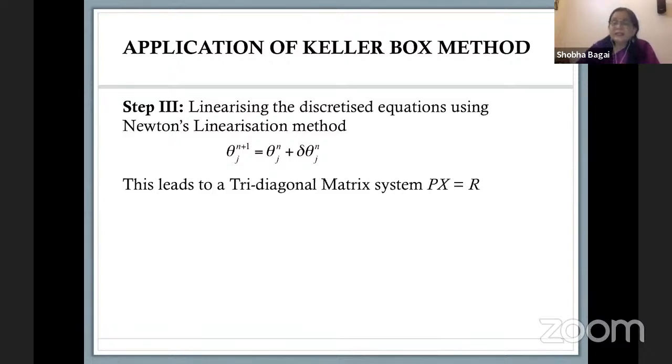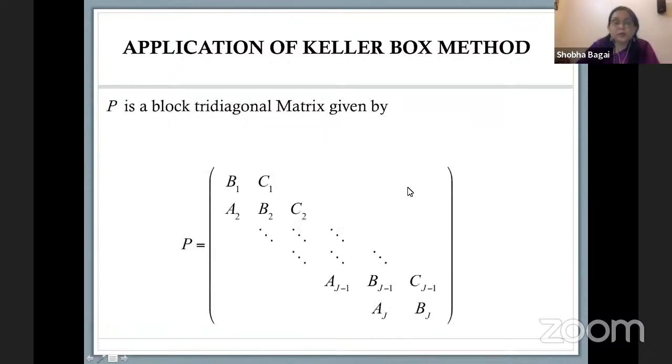Again, we had seen in the last session that this will lead to a tridiagonal matrix system Px equal to R, where the elements of P are now blocks of matrices. Since this particular example has a set of 5 equations, the order of each of these block elements, the Ai's, Bi's, and Ci's, will be 5 cross 5.